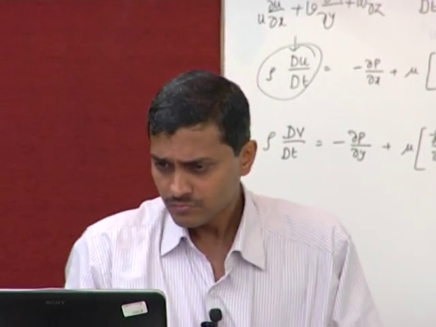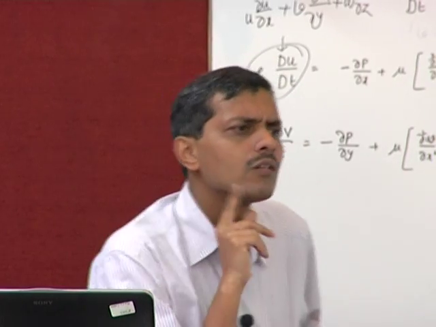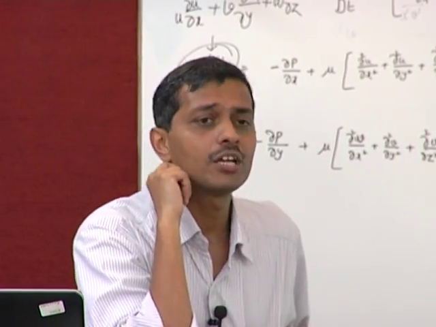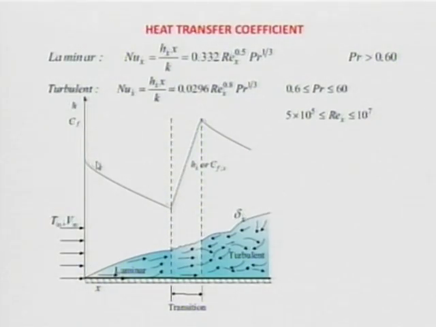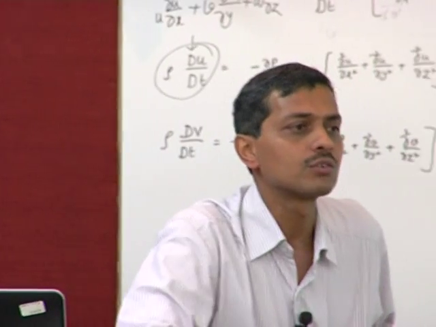Okay. So this was plotted already. Laminar flow: how do I differentiate whether a flow is laminar or turbulent? Reynolds number. For all Reynolds numbers greater than 5 × 10⁵ it is turbulent, and less than 5 × 10⁵, it is laminar. I did not get, professor, what is your question?